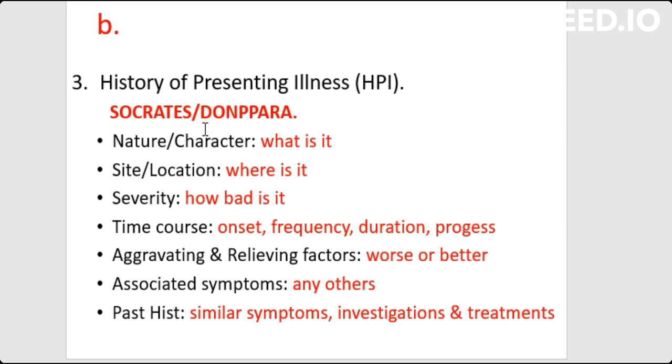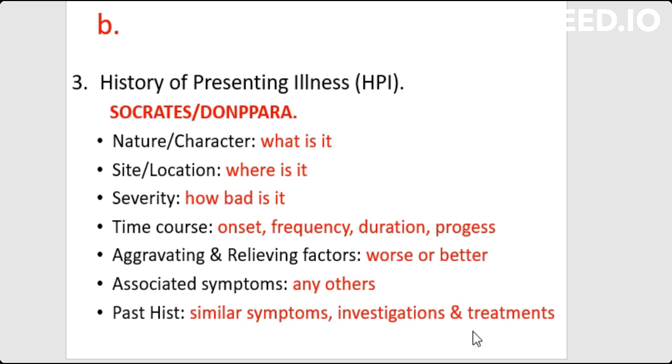DONPARA stands for duration, onset, nature, periodicity, progression, associated factors, relieving factors, and aggravating factors. So these are the things which are included in your HPI. Most of the things we have already discussed in the mnemonics, but the added thing is past history, which includes the similar symptoms the patient has been experiencing in the past few weeks or few months ago, the investigations and the treatments.